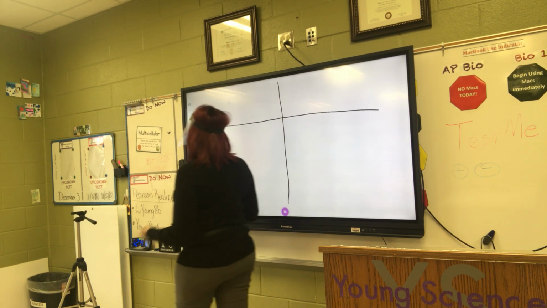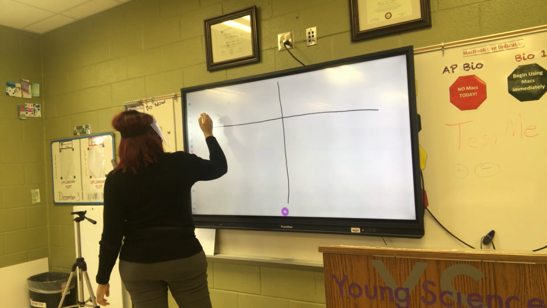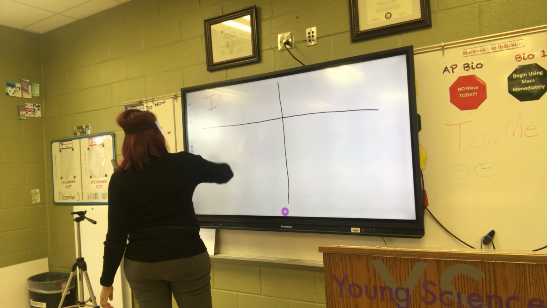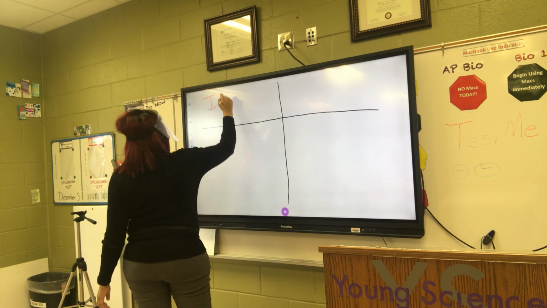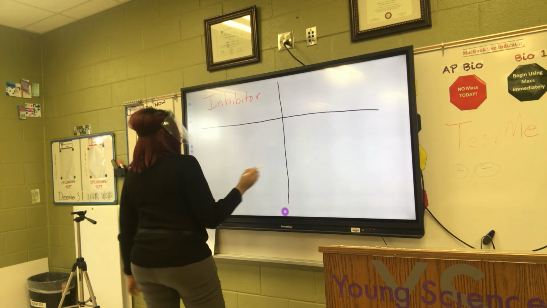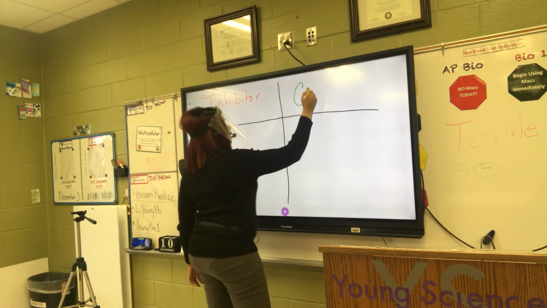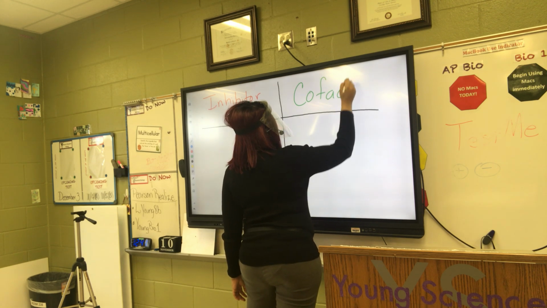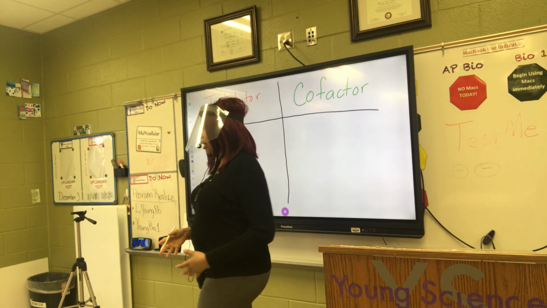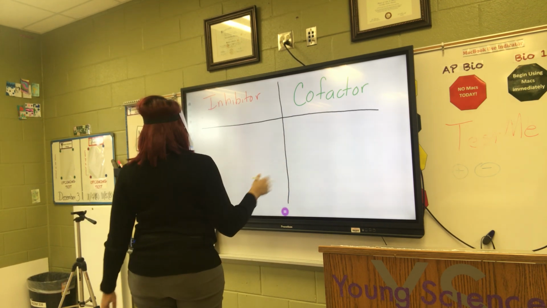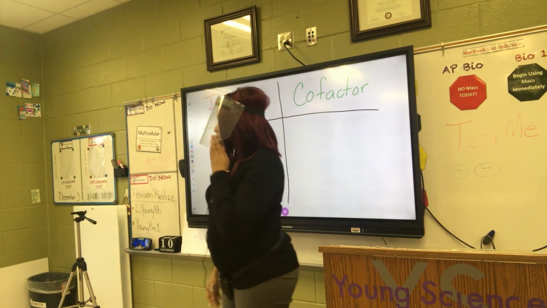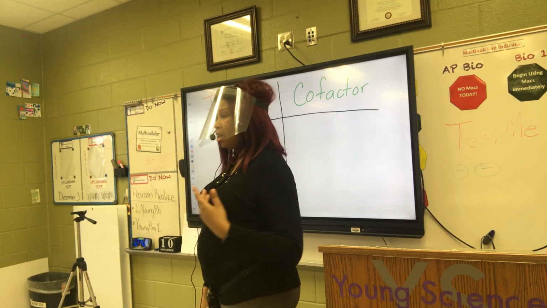Alright? Anything that turns off an enzyme is called an inhibitor. Competitive and non. Anything that assists an enzyme is called a cofactor. So you have inhibitors and you have cofactors. Let's talk about cofactors first, even though I wrote it over here. A cofactor is something that helps the enzyme, okay? Cofactors could be organic or they can be inorganic.